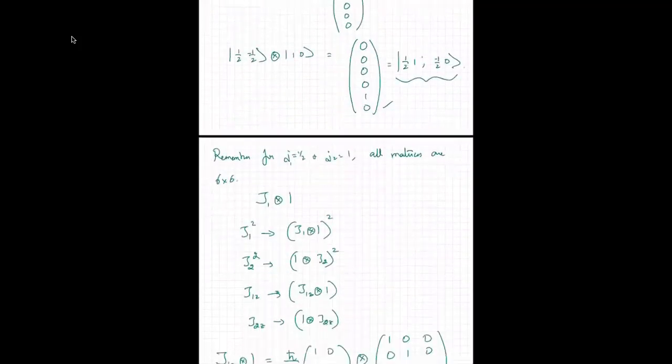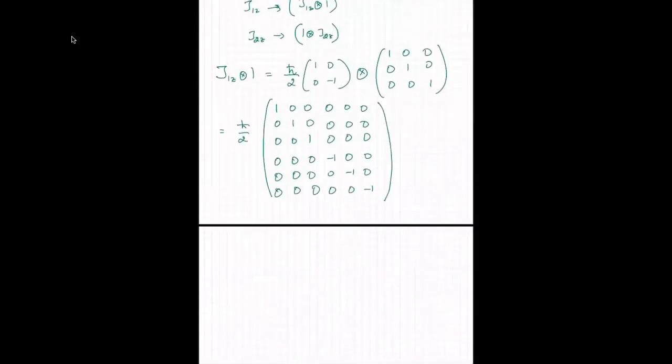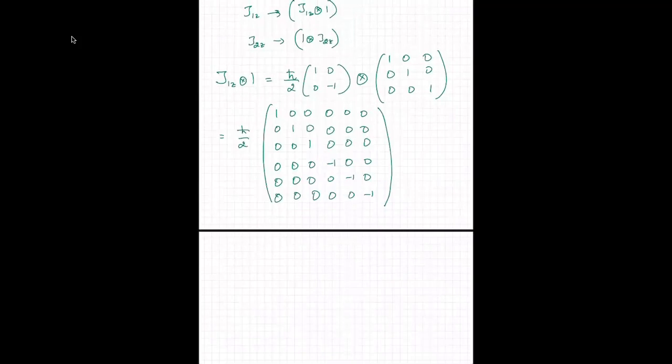Now what is it that I have written here? I have simply written J1Z direct product 1. So this is the 6 by 6 matrix representing J1Z. So this is only going to measure the Z component of the first angular momentum. It has nothing to do with the second angular momentum because the second guy is just identity.